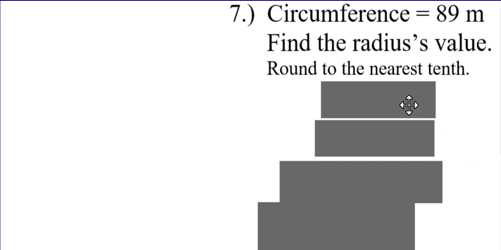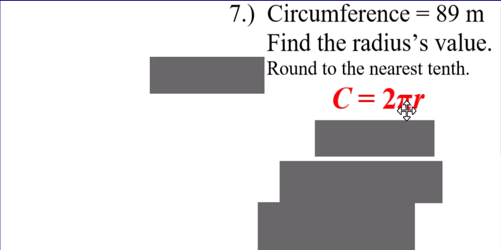Problem number 7. Given circumference, this time we're not asked for diameter, we're asked for the radius. So we will use C equals 2 pi r because that's the formula that has the radius with circumference. If any of you guys accidentally used the area formula, that's no good because they didn't give me area. They gave me circumference. This is how I know which formula to use. So hit pause and fix your work if you accidentally had A equals pi r squared. That would not be right.